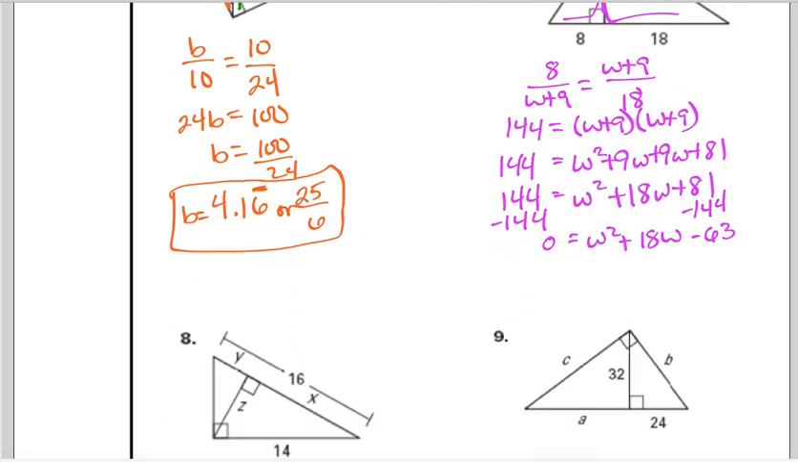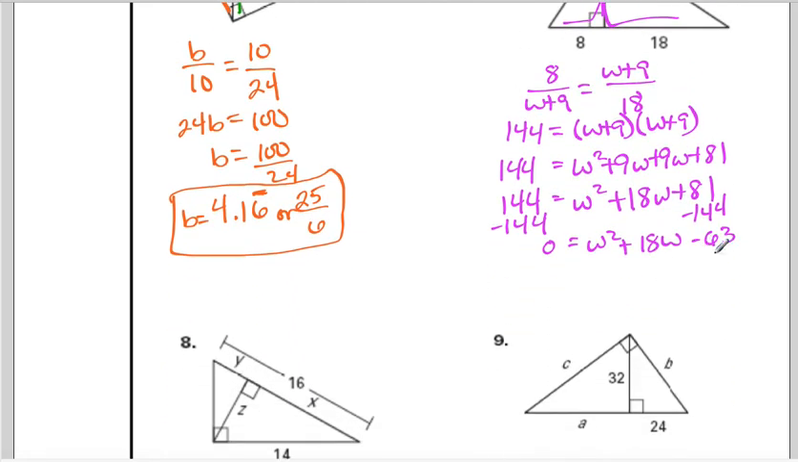So now I have to factor to solve, and I have to think of factors of negative 63 that will combine to 18. Being a negative 63, we want different signs, so 21 and a negative 3. If we multiply them, we get a negative 63. If we add them, we get an 18. So we're factoring it to be w plus 21 and w minus 3.